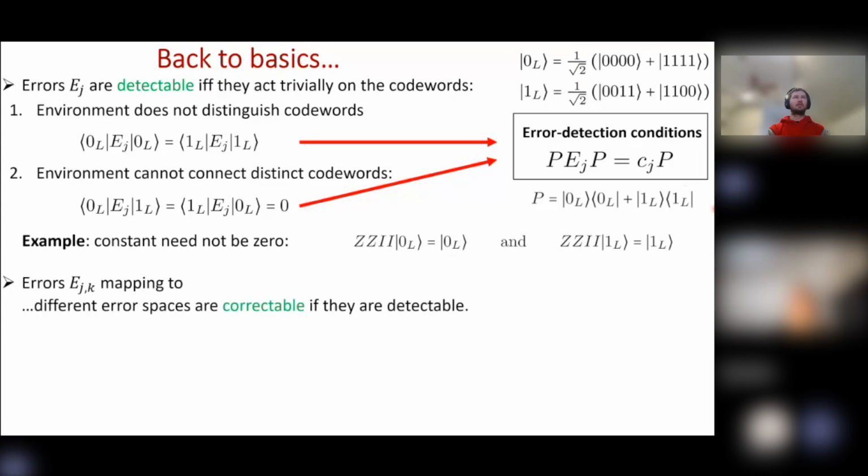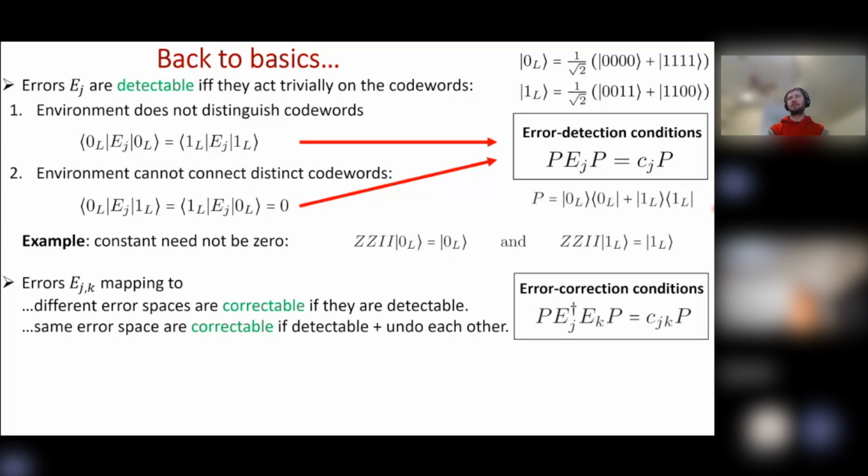Well, so now we have to worry about whether there's two errors mapping into the same error space or not. So if they map you to different error spaces, then two errors are correctable because you can just separately correct them if they're additionally detectable. But if they're mapping into the same error space, then you have to do extra calculation. So if they map you to the same error space, they're correctable if they're detectable and if they undo each other.